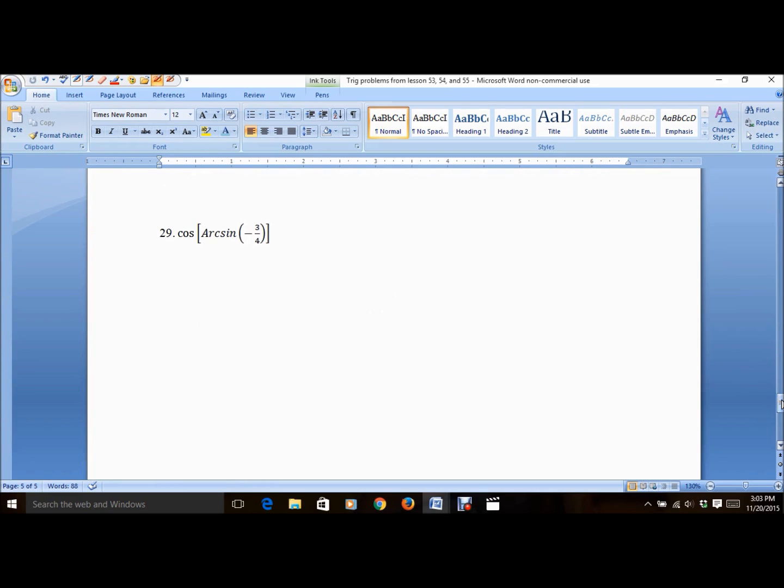All right, now we're looking for the cosine of the angle whose sine is -3/4. The angle whose sine is -3/4 is in the fourth quadrant, because that's where sine is negative. The range for arcsine is -90 to 90. You've got to remember that. So this is where angles have negative values for their sine.